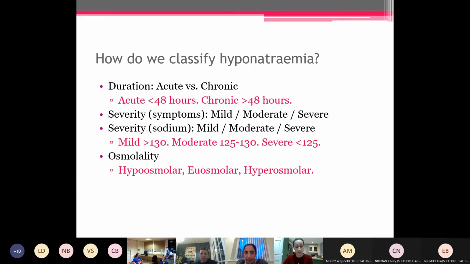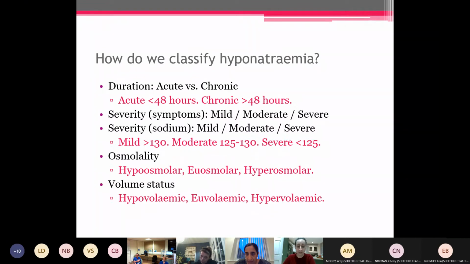And if it's normal, that's unusual. And if it's high, then we would go down a completely different route, which I will come to later in the presentation. So essentially, I would say 90% of the time we'll find that it's hypoosmolar, which is just below the normal range. And I don't need to know what the exact number is. I just need to know that it's low.